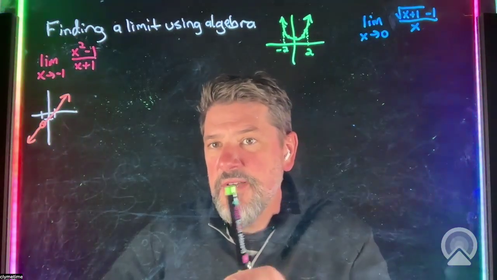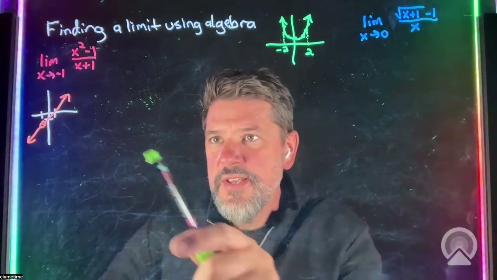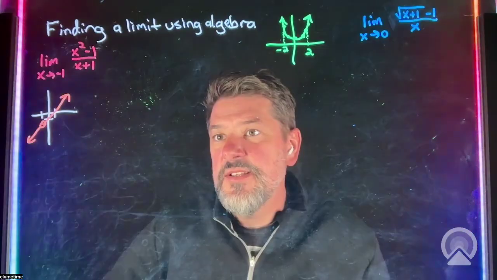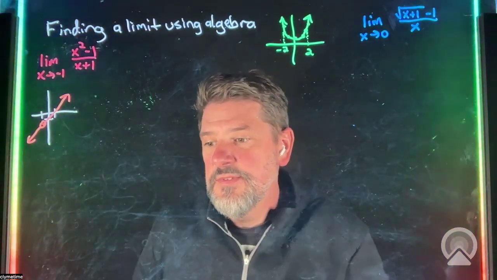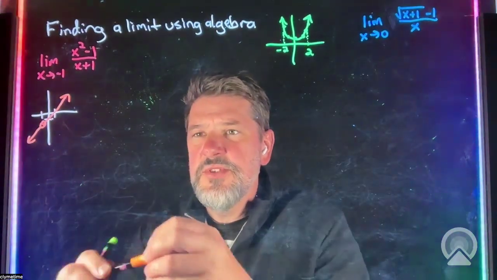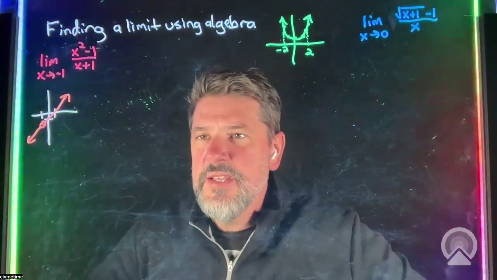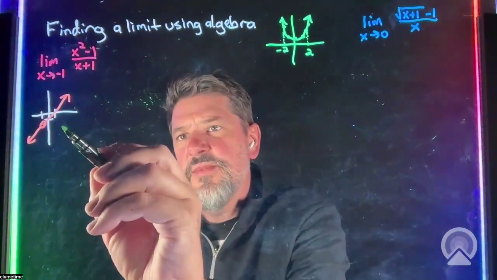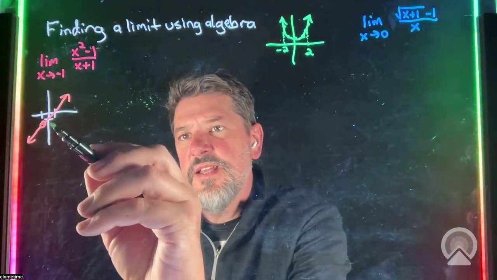If we were to graph it, though, on your graphing calculator, you'd see it looks very much like a line. It looks like the line x minus 1. We'll look at that later. It's similar to the line x minus 1, but the difference is that there's a discontinuity right here at -1.